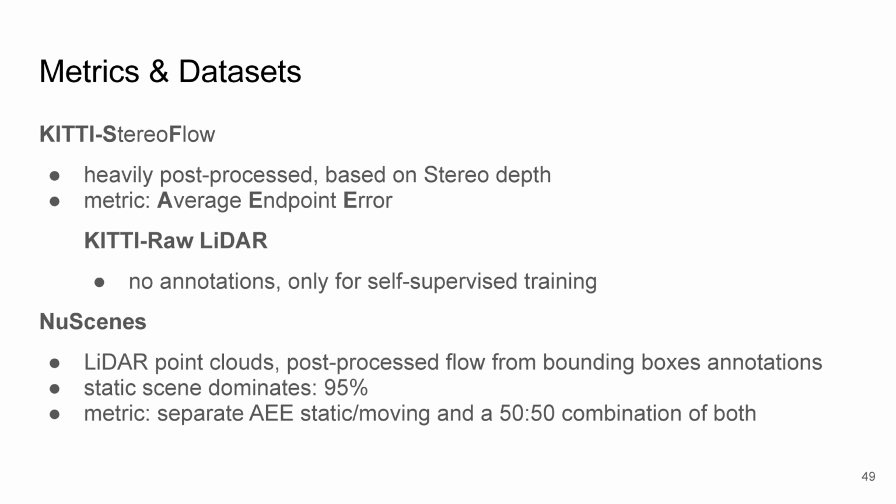It is important to note that in contrast to the Kitty stereo flow dataset, which only has a field of view focused on the street in front of the car, the NuScenes dataset records a full 360 degrees field of view and has therefore a much higher point count of static scene elements, roughly 95%. Therefore, we don't report the raw average endpoint error, but a separate average error for static and moving points, as well as a 50-50 combination of both scores in order to balance the importance of static and moving flow accuracy.